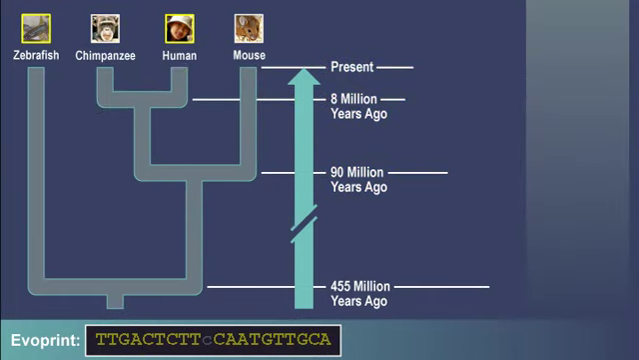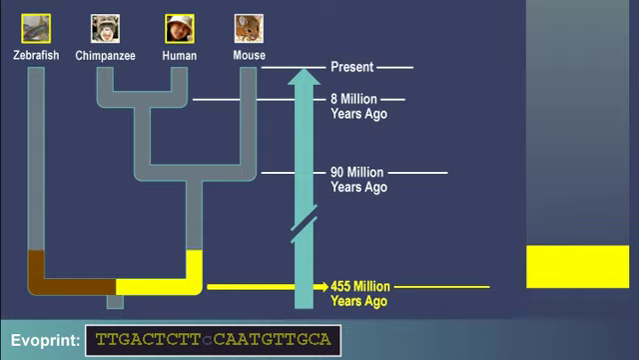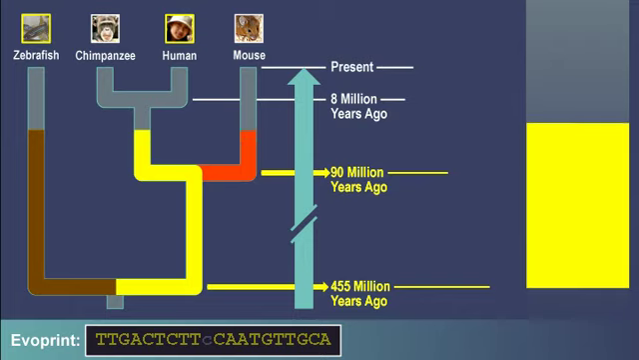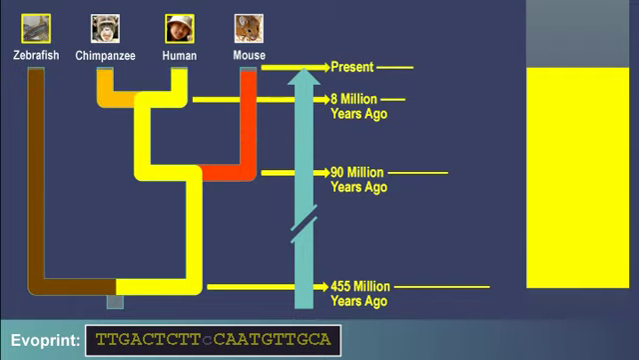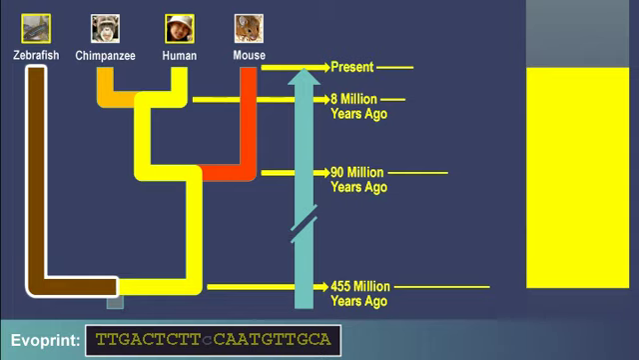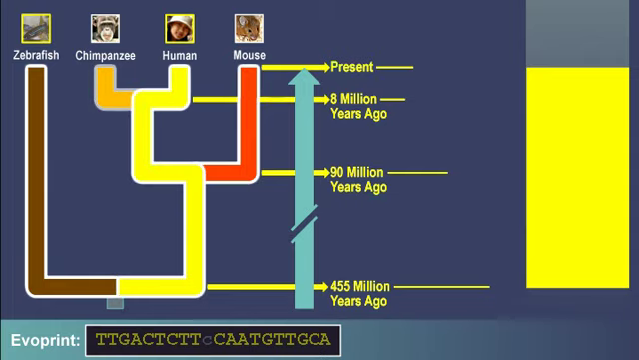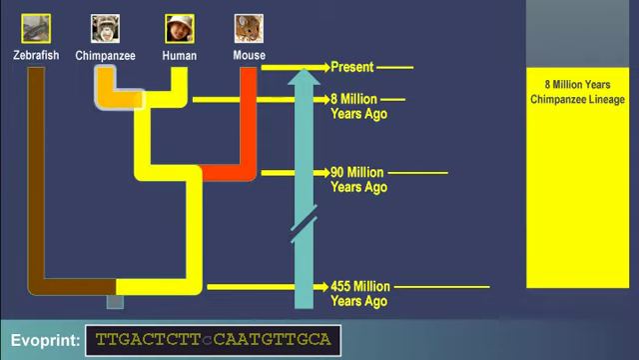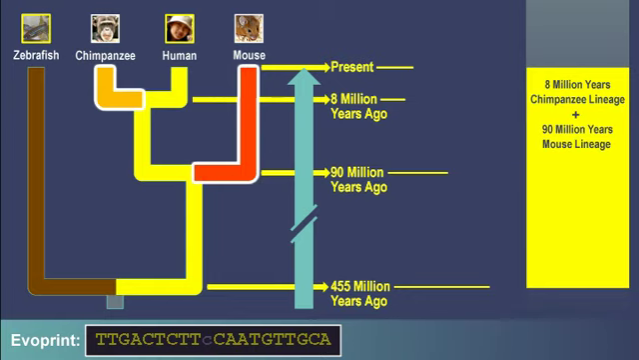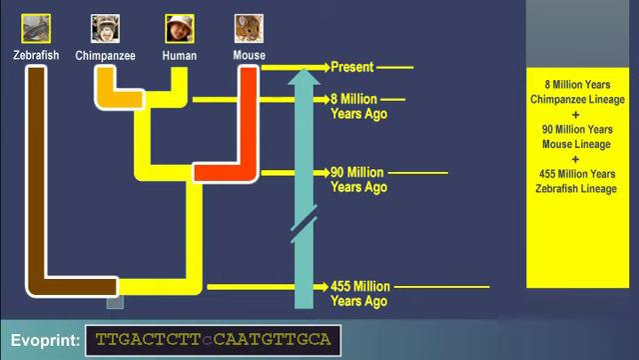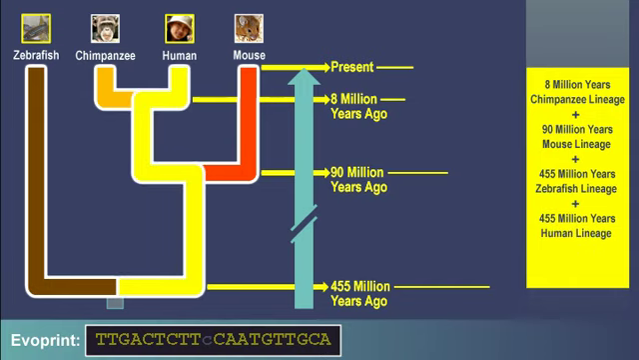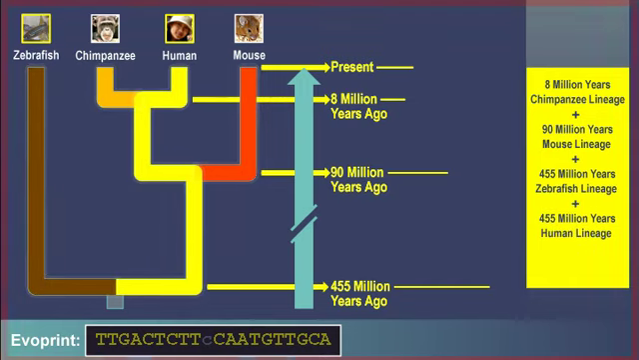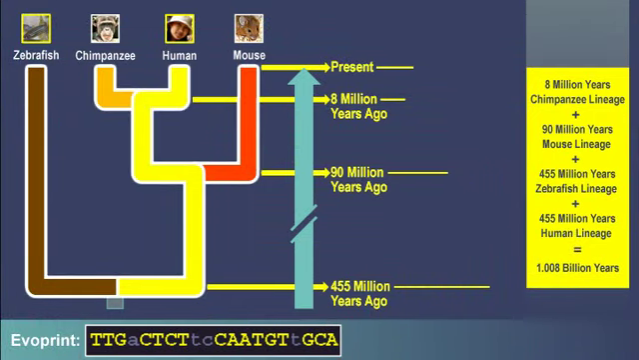We can keep the process going as we add more and more sequences. Let's add in the gene from the fish. Humans and fish last shared a common ancestor 455 million years ago. How much time is represented in this EvoPrint? We have to add up the time for each branch in the tree, just like before. In this case, we add 8 million plus 90 million plus 455 million for the lineage leading to fish and another 455 million for the lineage leading to humans. This gives a total of over 1 billion years. See how all the vertical branches were included?